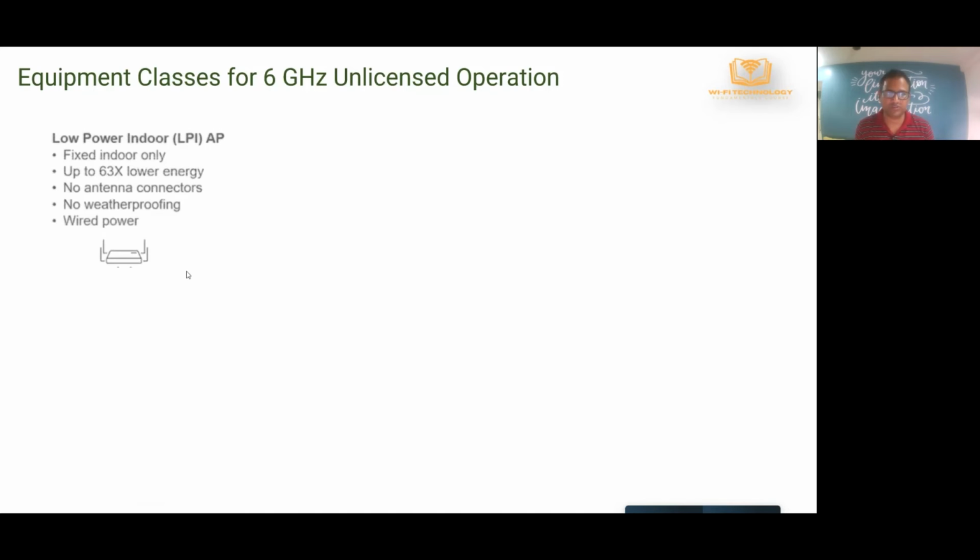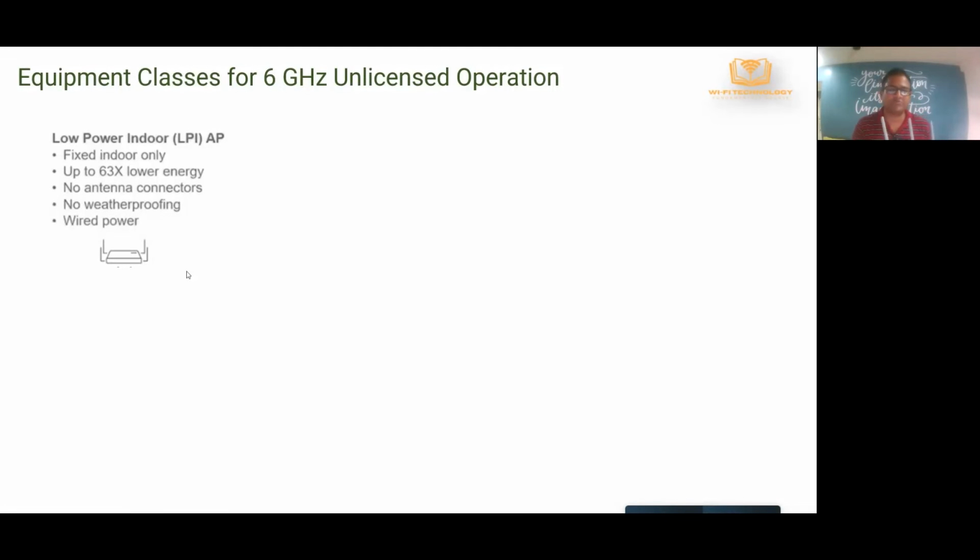If you look at the Wi-Fi 6 gigahertz equipment, which is basically the access points and the stations, they are now divided into multiple classes. The classes were created to comply with the transmit power rules. The first category of access points is what we refer to as the low power indoor, or LPI, access points. These are supposed to be operating only indoors, like residential class access points, for example.